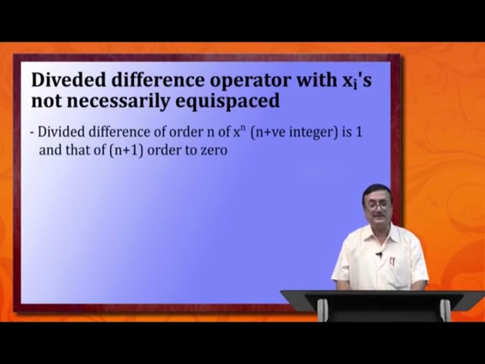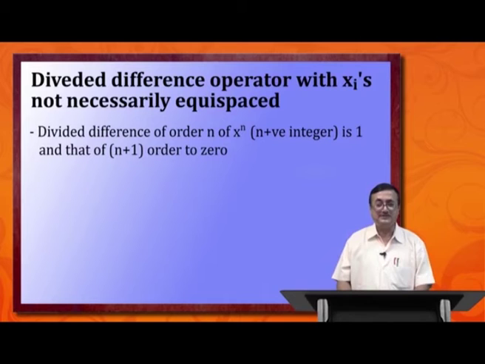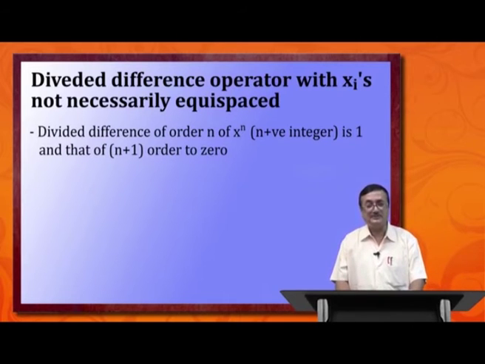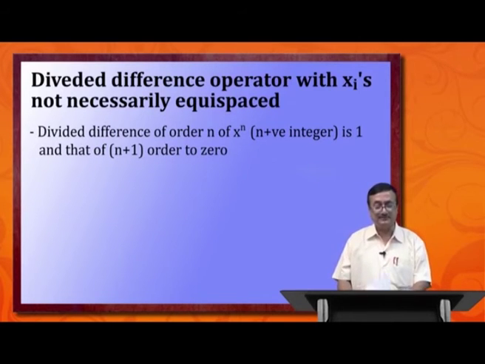Divided difference of order n of a function like x to the power n, n being a positive integer, is 1 if we take nth order divided difference of x to the power n, and that of the n plus 1th order divided difference of x to the power n, we will get 0.